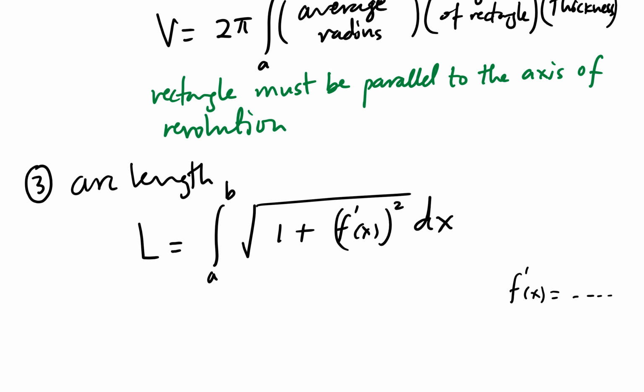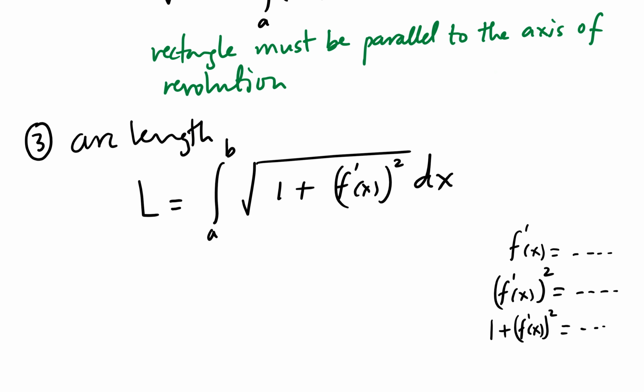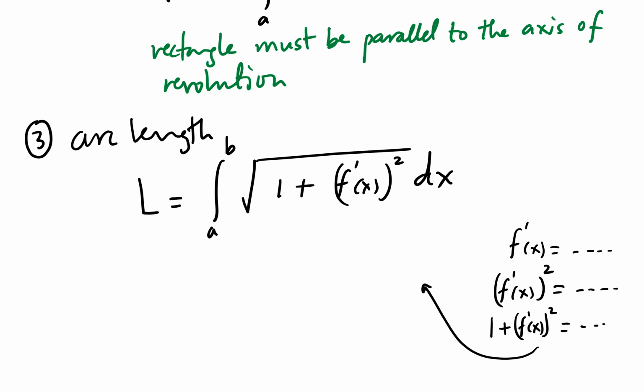you find what that is. You find its square on the side. Don't do the work under the radical. It's easy to do the work on the side. And then you find 1 plus f prime of x squared on the side. And then whatever you get, you place it under the square root. It's easier this way.